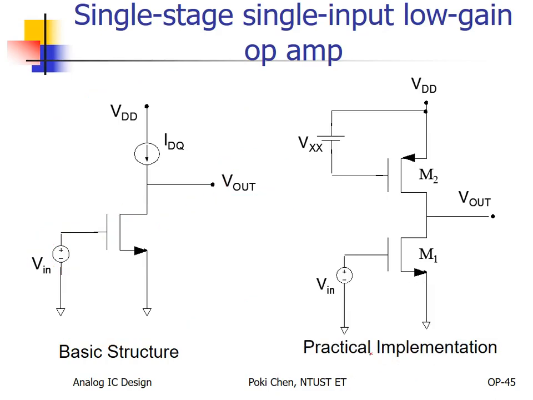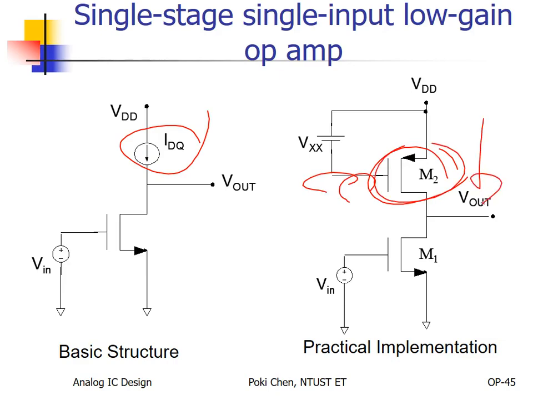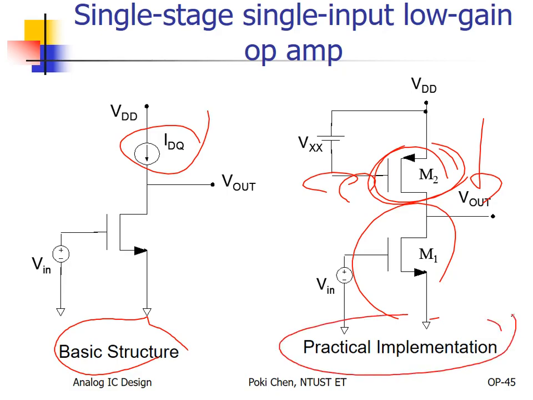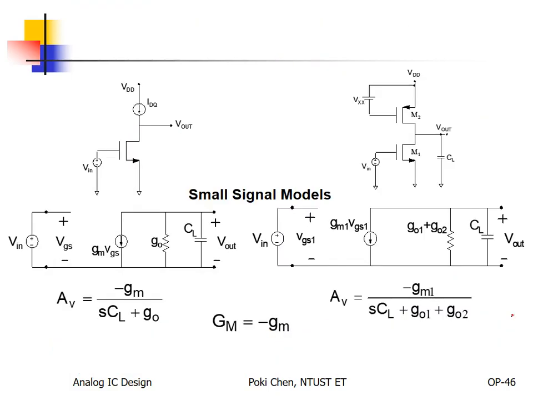However, how to realize such kind of current source? This one, right? Simple current source. You apply constant bias voltage to the gate of this one to make it provide, in theory, constant current for this one. That's it. Okay, so this is the basic structure, and that is the practical implementation. And then, you can derive.